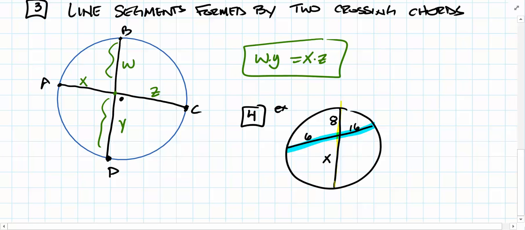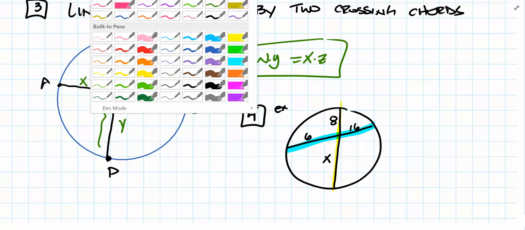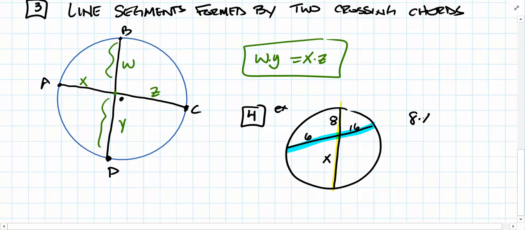Okay, the chords cut up 4 sections. 8 and X are on the same chord, and then 6 and 16 are on the same chord. So the relationship between them is such that 8 times X equals 6 times 16. That's what it says. So therefore, we can actually determine X by saying 6 times 16 all divided by 8.